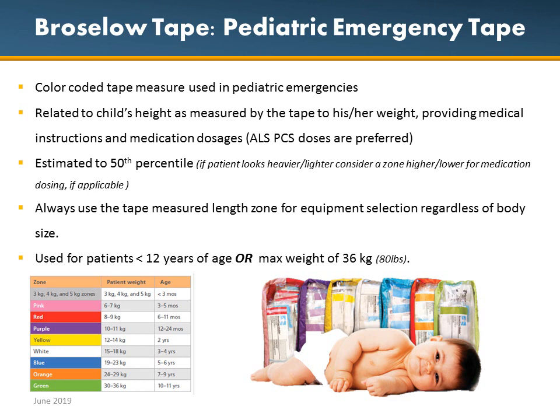It uses the estimated 50th percentile, so if the patient looks heavier or lighter, consider a zone higher or lower for medication dosing if applicable. Always use the tape measured length zone for equipment selection, regardless of body size. Now remember, this is used for patients less than 12 years or a max weight of 36 kilos or 80 pounds. This tape is used in the hospitals, right, Lauren?